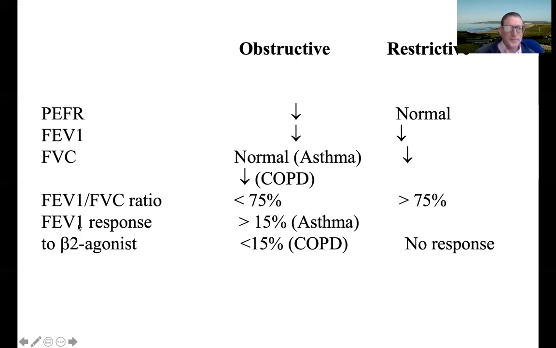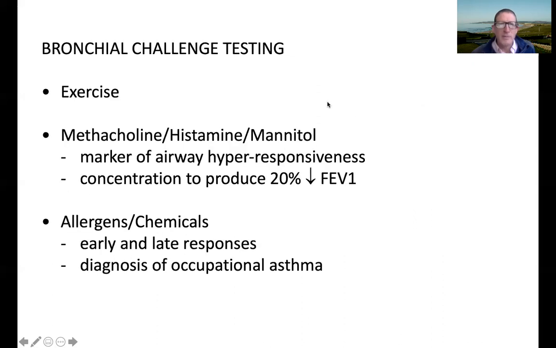The other thing to note is that if you give a beta agonist like salbutamol to look at reversibility of FEV1, and you do a pre and 15 minutes post, you'll get more than a 15% change in asthma and less than 15% change in COPD. They're less reversible because you've got that smooth muscle hypertrophy in COPD. You don't have in asthma. If you do that to someone with a restricted impairment, say due to interstitial lung disease, like if they've got idiopathic pulmonary fibrosis, there's no response because they've got no airflow obstruction. Commit that to memory.